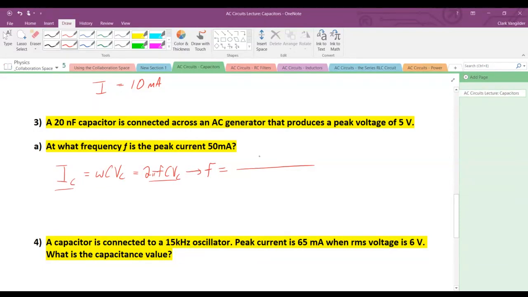So we would have our 50 milliamps, and then divided by everything that's not F, so our 2 pi. The capacitance is 20 times 10 to the minus 9 farads, and 5 volts. So right there on the problem. And so our frequency would be about 80,000 or 80 kilohertz.